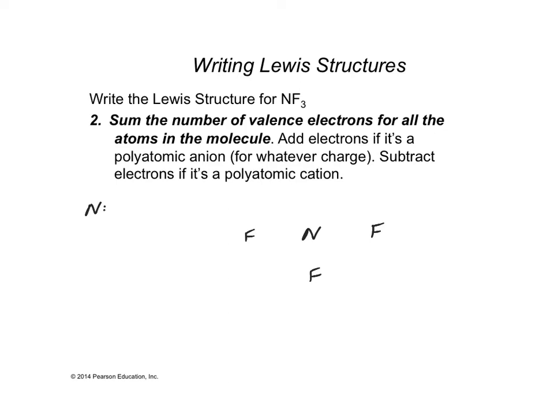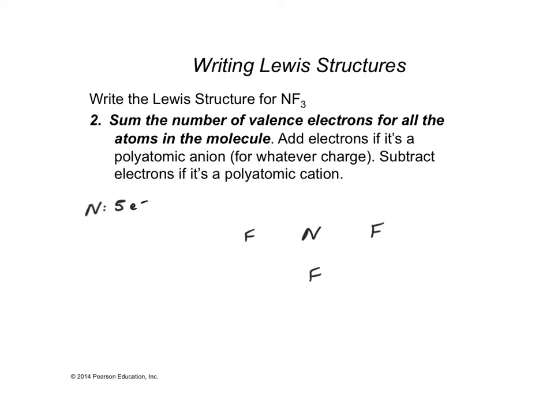I'm going to go to something called the periodic table. I'm going to look at what column it's in. What column do you think nitrogen is in? With respect to main group, 5th column. So nitrogen is going to bring us 5 valence electrons. 5 electrons.